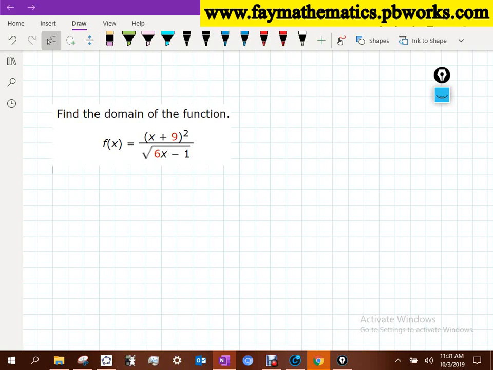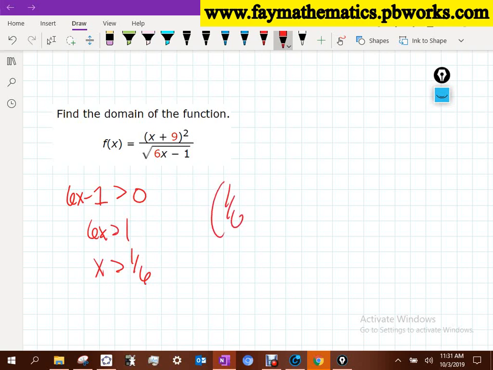So then I have to look on the bottom. If I'm going to divide, I know I can't divide by 0, and I can't divide by things like i, negative square roots. So I'm going to take 6x minus 1, and I'm going to make it greater than 0. So 6x is greater than 1. And now x is greater than 1/6. That will be that interval there.